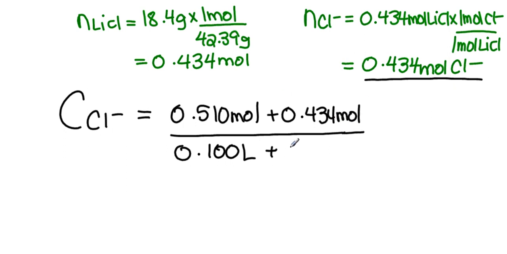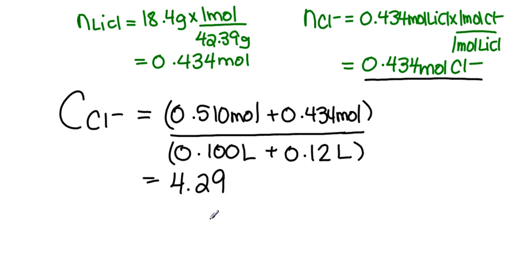And then on the bottom, we put our volume, which was given to us in the question, 120 milliliters or 0.12 liters. And then we do the math. So add your numerator, add your denominator, then divide them and see what you get. When we do that, if we're rounding to 3 significant digits like we said we would do for this question, you should get about 4.29 moles per liter.